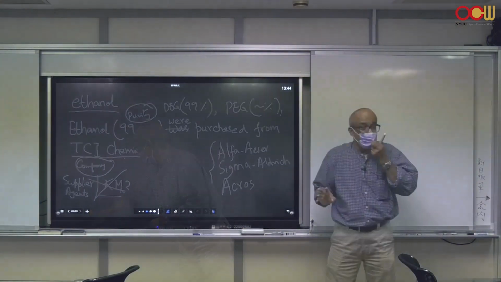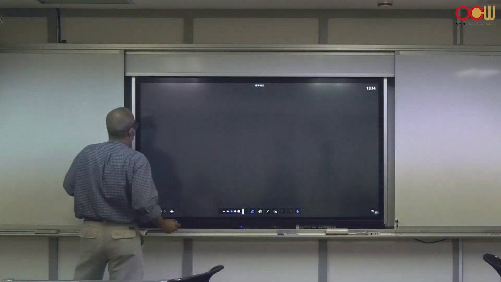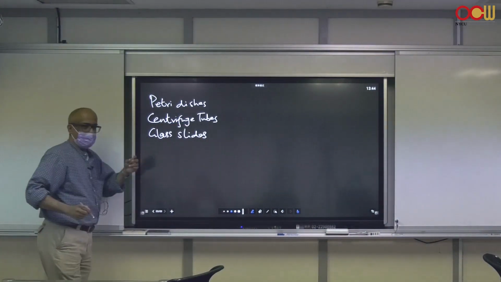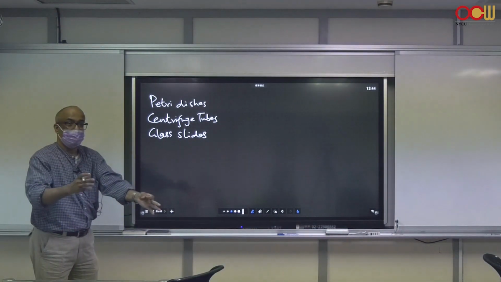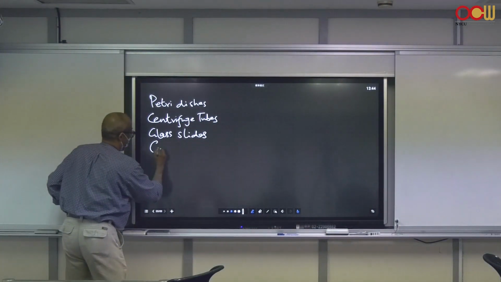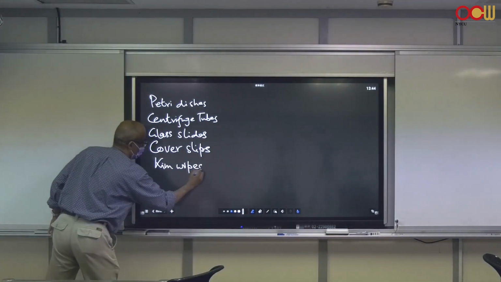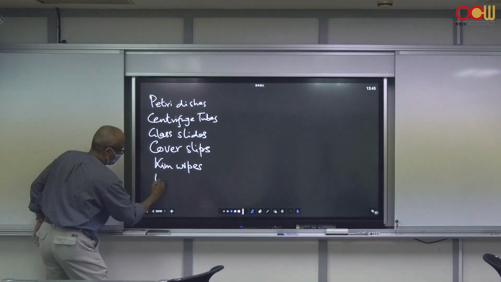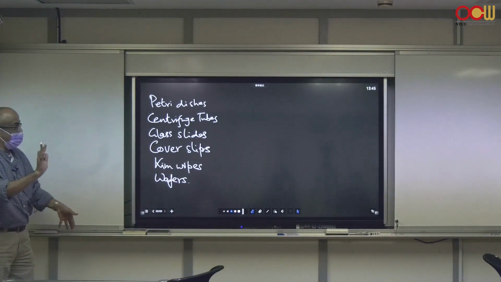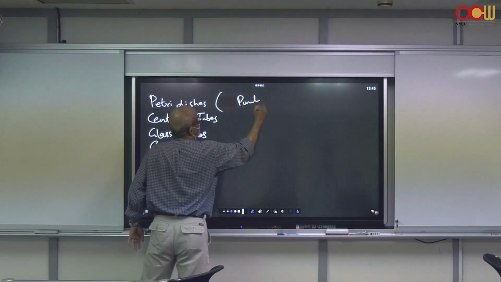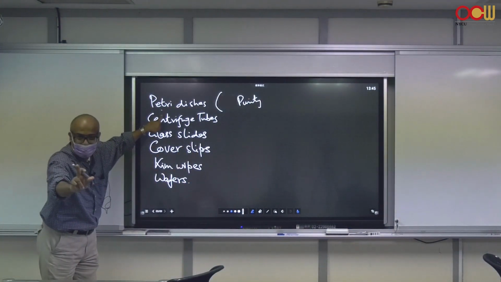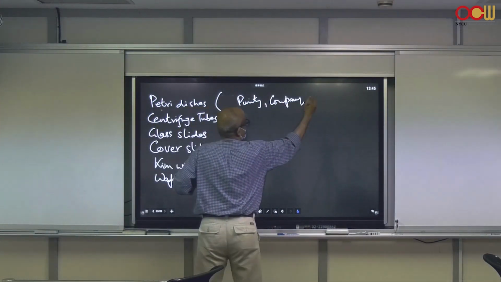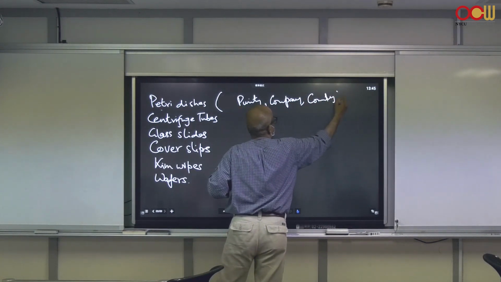Now you will see, I am talking about materials. Materials may also be like petri dishes, centrifuge tubes, glass slides, and what do you call the thing you put under the microscope? Cover slips, yes. Kim wipes. Whatever you are using and you are buying from a company, you have to know this. Also, wafers, you need to write down in that way. Remember, purity. Of course, for a petri dish, you don't have purity. So remember, purity, company, country. This information must be there.